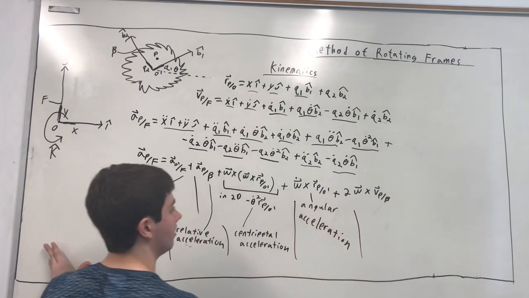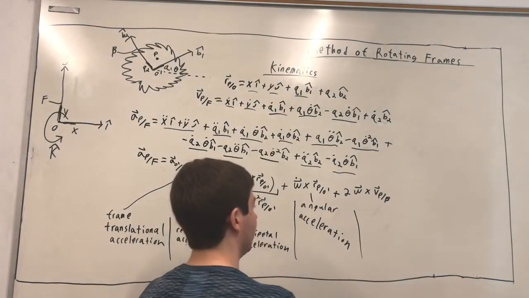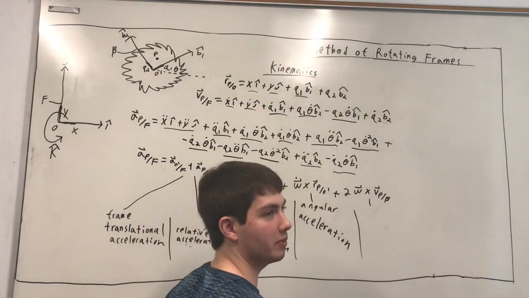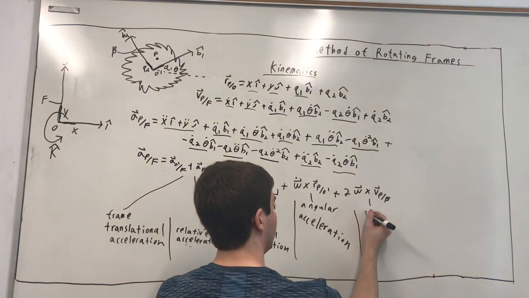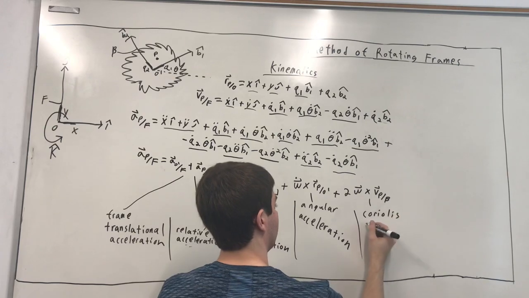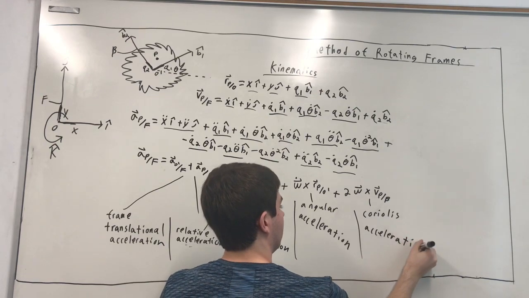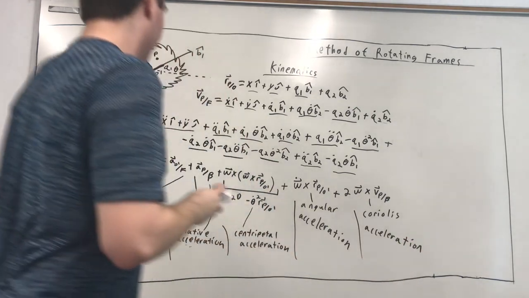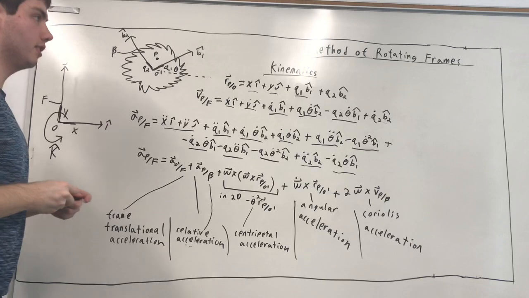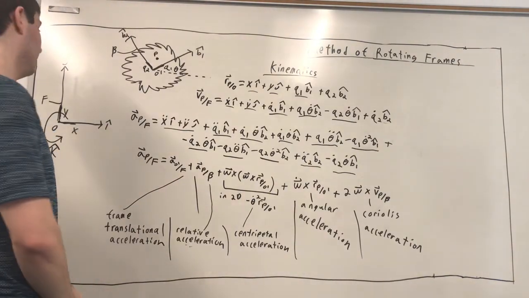And the last part is a little bit more interesting. It's got a cool word. Some of you might be familiar with Coriolis acceleration. So yeah, it is your Coriolis acceleration. Okay, so those are the 5 terms of the 5-term acceleration formula for rotating frames that are also translating.